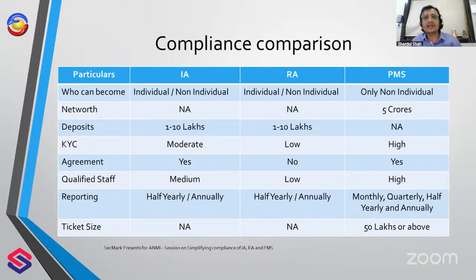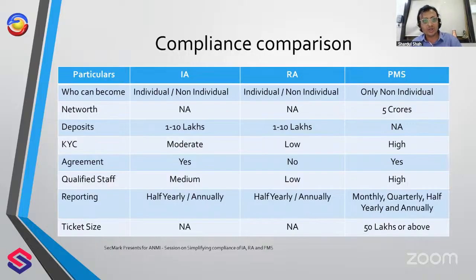Now, the second criterion is net worth. Initially, when the regulation came into the picture for IA and RA, there was a net worth requirement of 25 and 50 lakh rupees, which has been abolished with effect from 16th of December 2024. Instead of net worth, a deposit-based criterion has been defined by the regulator. However, for the PMS license, there is a requirement to have a net worth, and that is also a substantial value, that is 5 crores.